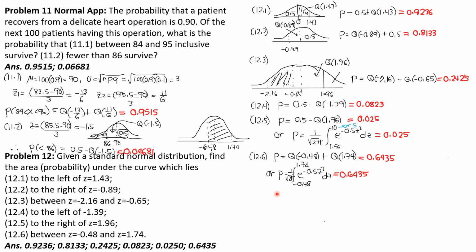Or I have here a solution by integration. So P equals 1 over square root of 2π. If you can recall, the integral from negative 0.48 to 1.74 of e to the negative 0.5 z² dz. So using your calculator, we obtain the same value of 0.6435.